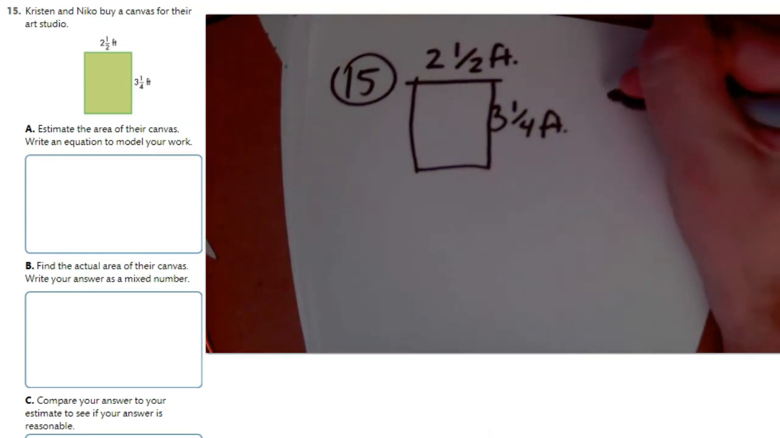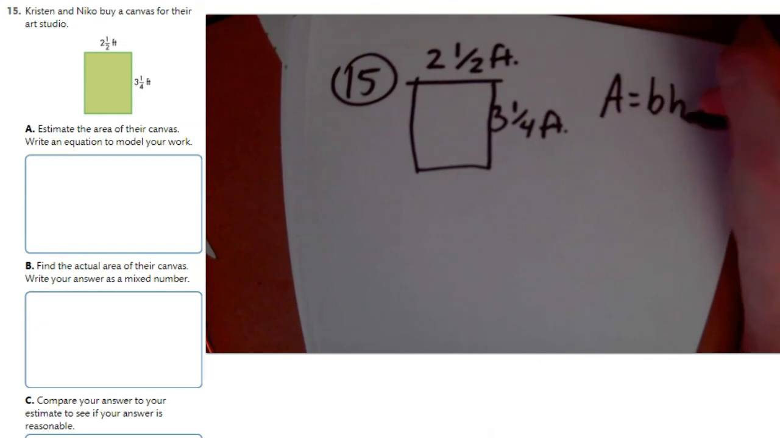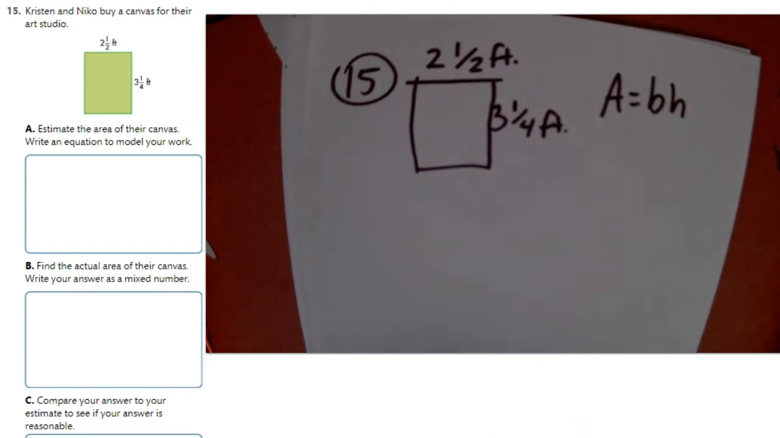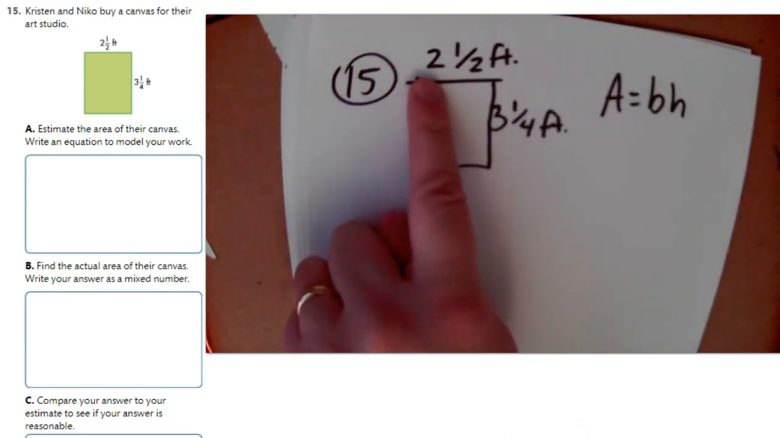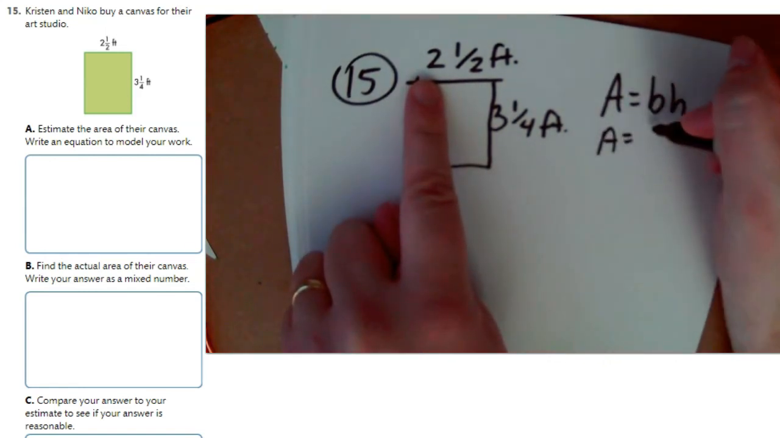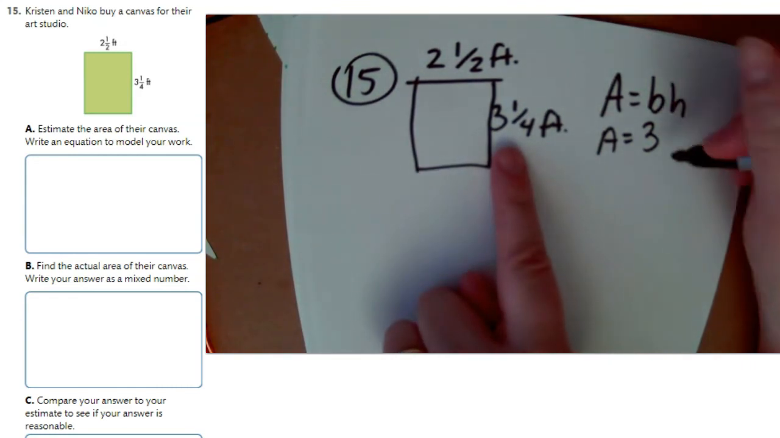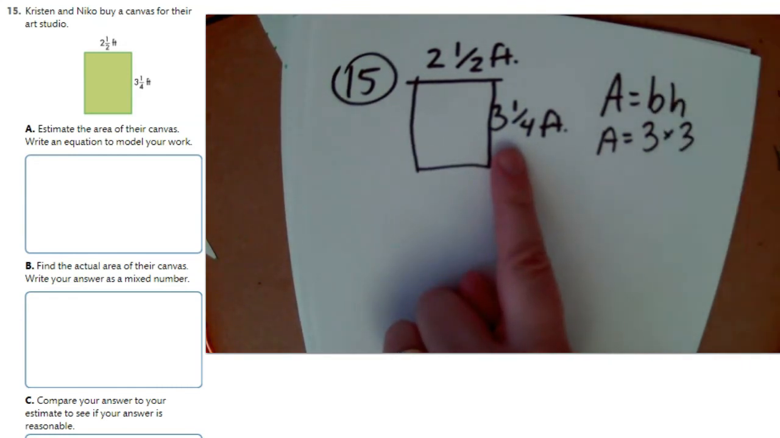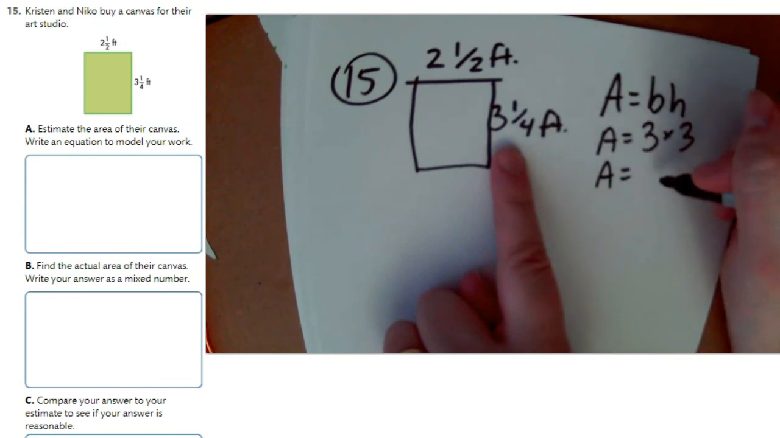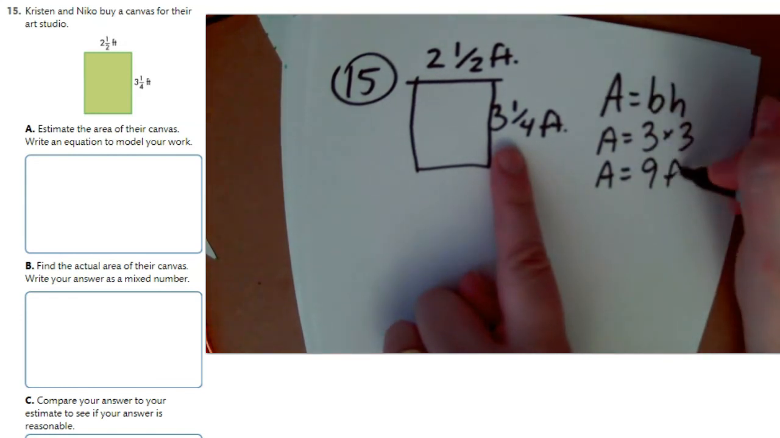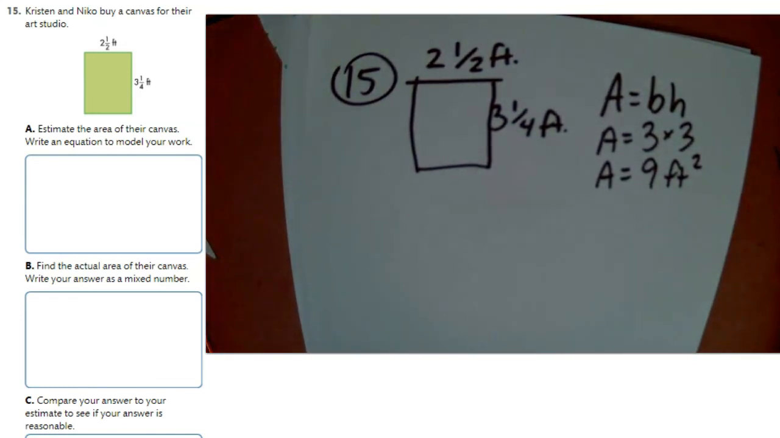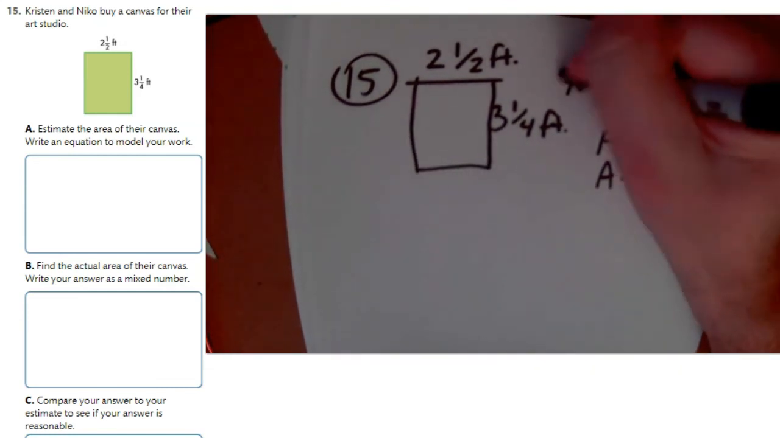All right, so no problem. We know area is going to equal base times height. If we're multiplying base times height and I'm estimating, I'm going to estimate my numbers. 2 1/2, I'll probably round that up to 3. And 3 1/4, I will round that down to 3. Area estimated is 3 times 3, which is 9 square feet. That's my estimate. That was letter A.